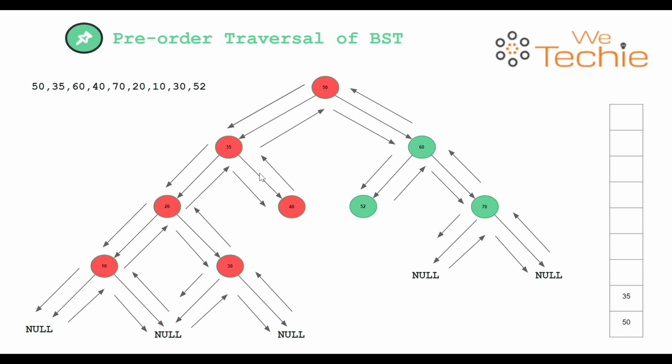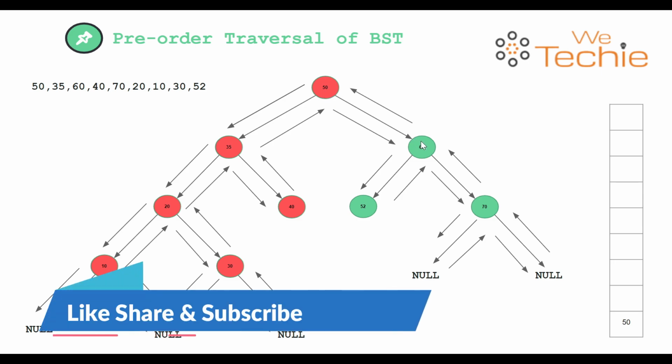Now both of the nodes of the 35 are executed. It will backtrack to 50, that is the root node. Now all the left nodes of the root node are executed. Now control is backtracked to 50, that is the root node. Now we have only 50. It means the right hand side is yet to traverse. So it will be making a call towards the right hand side.